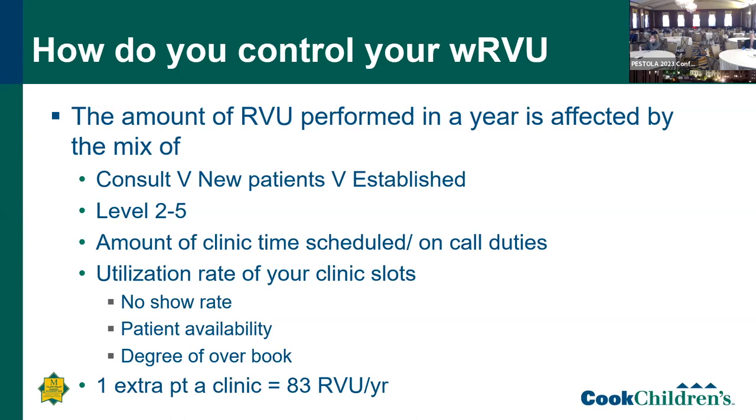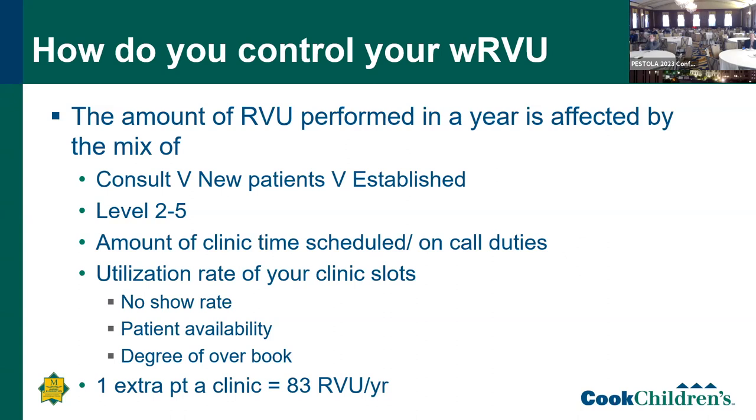What is the degree of overbooking that you do? So if you know that my utilization rate is only 80%, you automatically book 20% over so you can get to 100% utilization rate. Or do you just say, well, whoever comes, I'll see, and whoever doesn't come, I won't see? Now, if you're on a pure salary, that's probably what you're thinking. Whoever comes, I'll see. Whoever doesn't come, so be it. I got paid my money. But when you're on a degree of productivity, then it becomes very important.